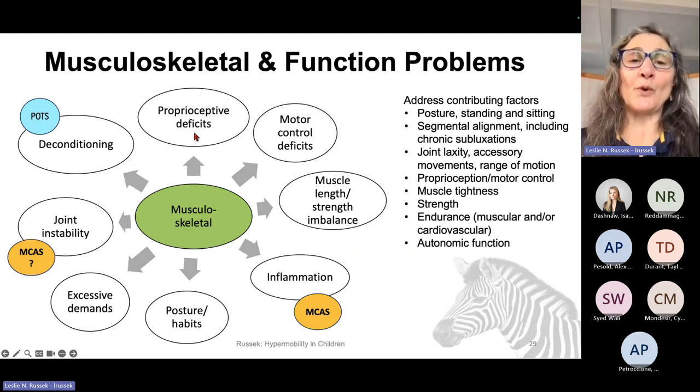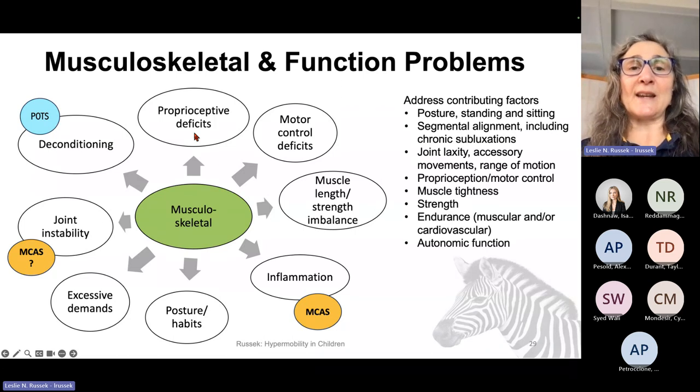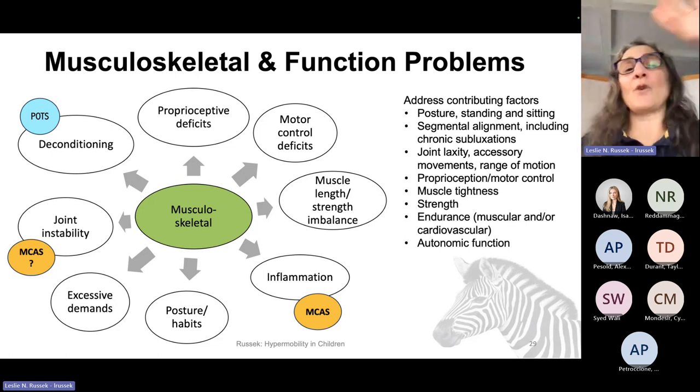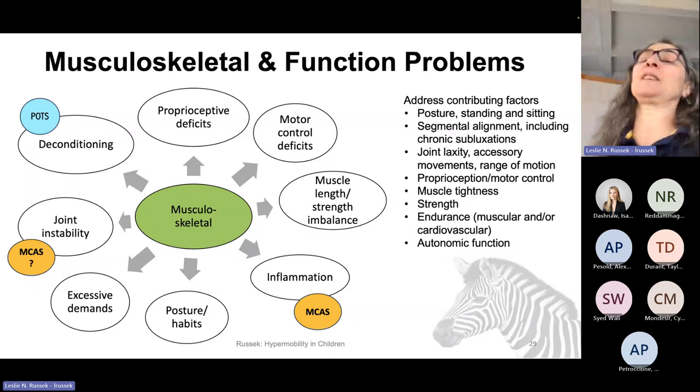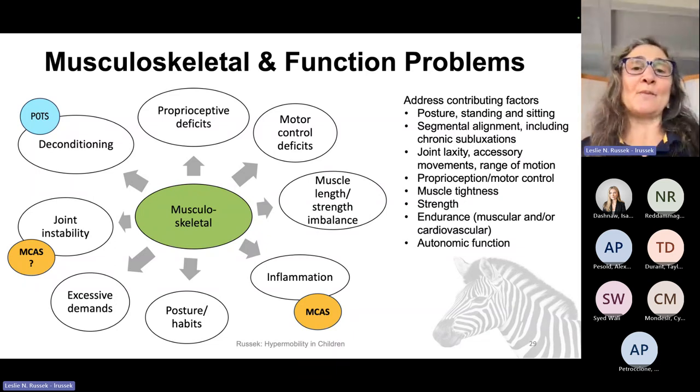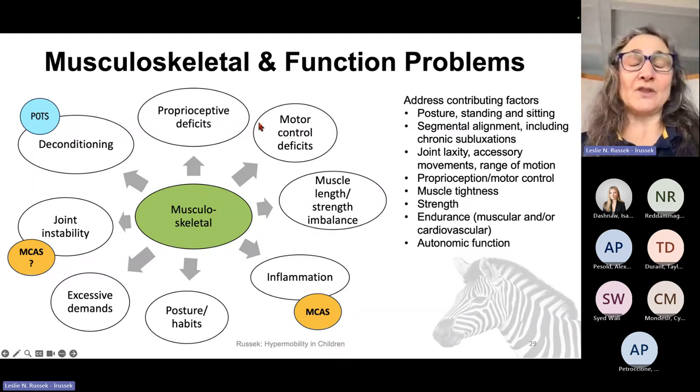Hypermobility is associated with proprioceptive deficits. So the connective tissue, the ligaments and joint capsules are abnormally stretchy. The proprioceptive receptors in those tissues aren't getting the input they want. And so people who are hypermobile often don't know where their bodies are. So they kind of fling them around. They bump into things. And this contributes to a lot of pathology.